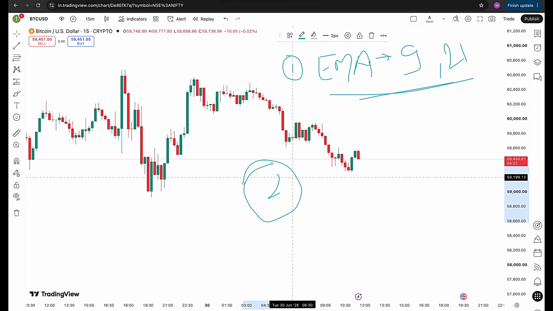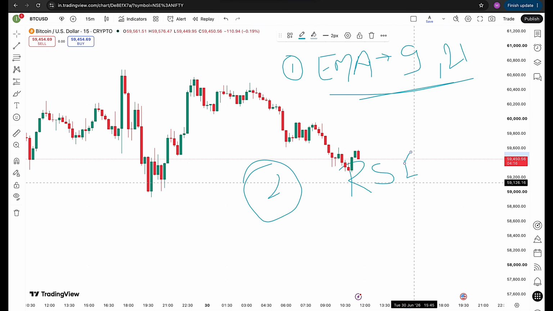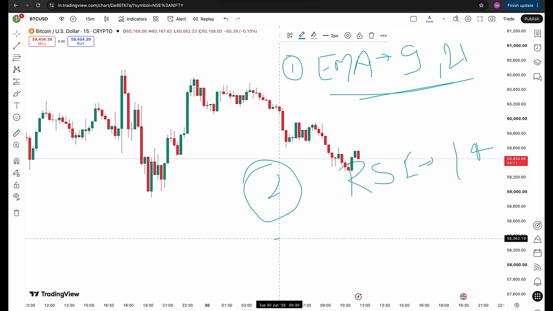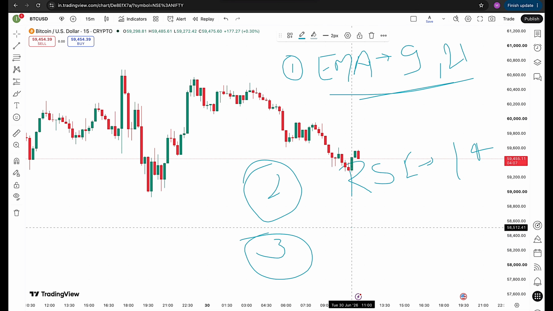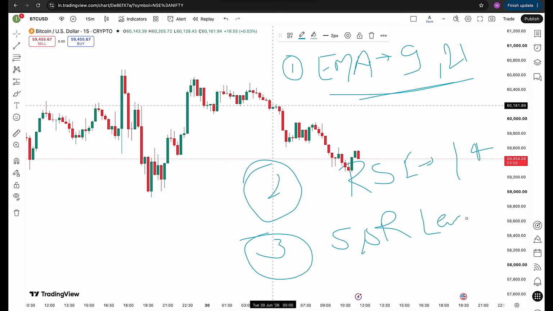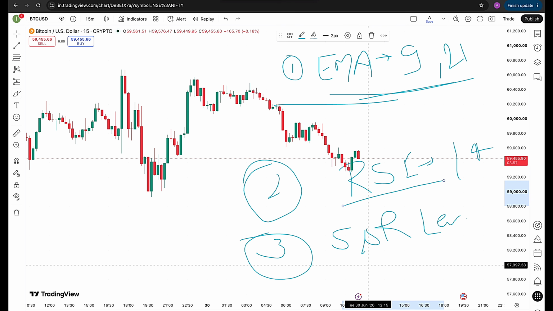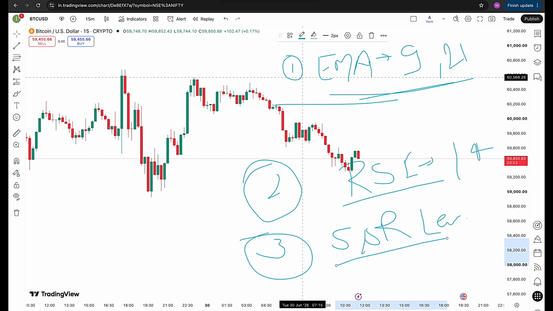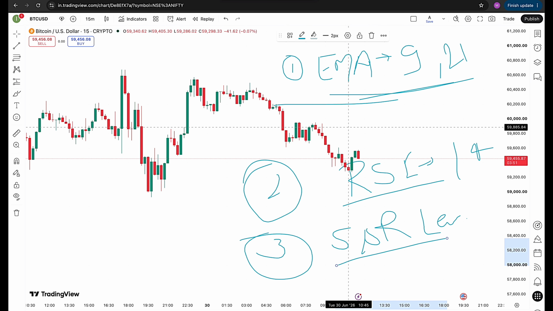After that, the second thing we will use is the RSI, and its length will be 14. The third thing we will use is support and resistance levels. So these are the three things we will use: first, the EMA, second, the RSI, and third, the support and resistance levels. How you need to use this, I will explain to you further.